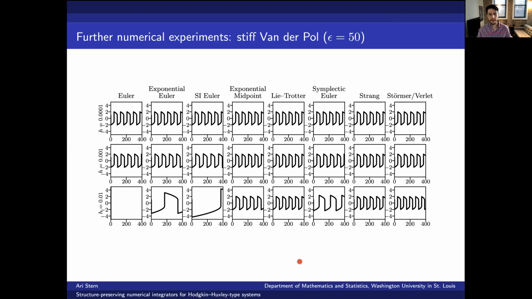So here we see that for Lie-Trotter and Strang, the spiking behavior in time looks basically the same as we take the time steps larger. With the Euler-type methods, we have this decrease in frequency and increase in amplitude. And we also see some distortion for the exponential midpoint, symplectic Euler, and Störmer-Verlet methods. So the splitting methods seem to do the best of all when applied to either the non-stiff or stiff van der Pol oscillator.